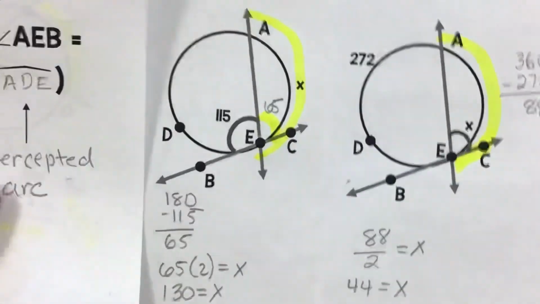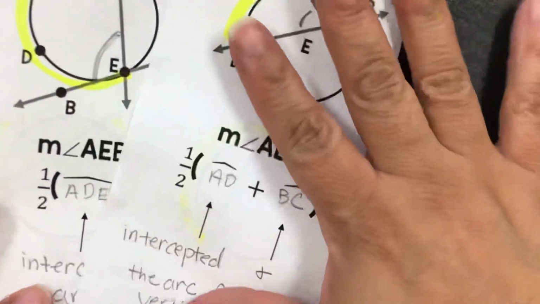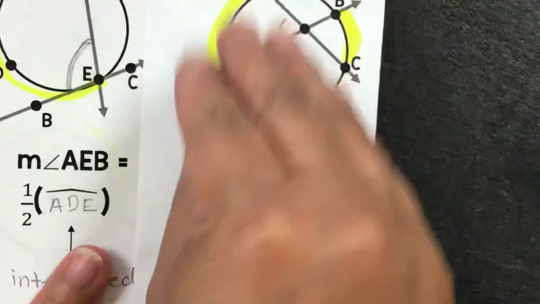And that is the first part of secants and tangents. These are the ones that are inside of the circle.